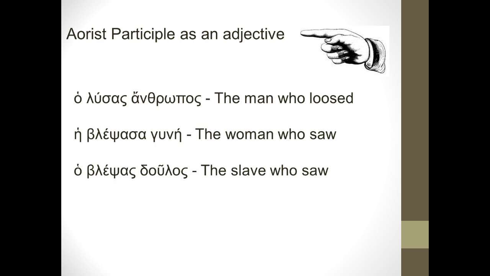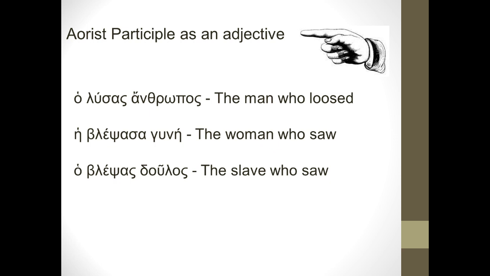If you look at the paradigm again on 163, you'll see that the asa on blepsasa is the feminine singular nominative. Notice again we have the rule of agreement: the definite article, he, is feminine singular nominative, gune is feminine singular nominative, and our participle is an aorist active participle, feminine singular nominative. And so what you would say here is the woman who saw. You can't say the woman who sees, because that would be present tense. So make sure you bring in the aspect of the aorist, of past tense. It is the woman who saw.